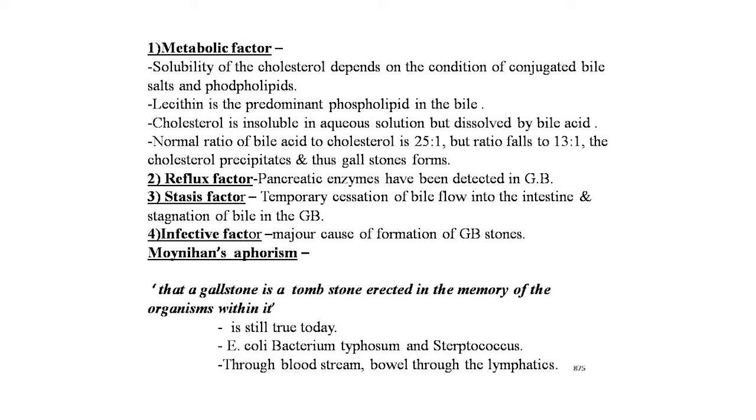There is a very good Moynihan's aphorism that a gallstone is a tombstone erected in the memory of the organism within it. It means every faceted stone of the gallbladder is a stone erected in the memory of the organism, meaning bacteria in it, and this is still true today. E. coli, Bacterium typhosum and Streptococcus are the bacteria which cause gallbladder stones. Through the bloodstream, bowel, or lymphatics, these organisms go into the bile and die there, and stone formation occurs around them. That is why Moynihan says the tombstone is erected in the memory of the organism.